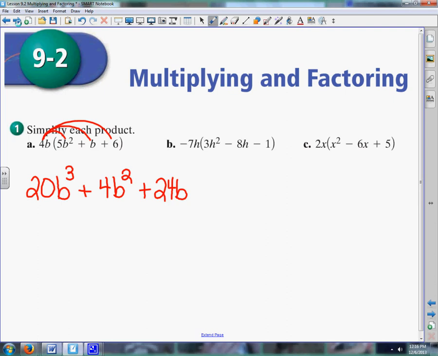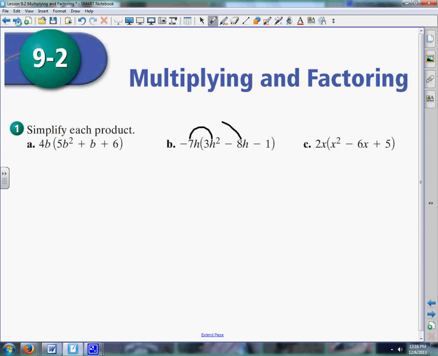So try B and C. Okay, so 4b, I'm going to do negative 7 times 3 is negative 21, h to the third power. Negative 7 times negative 8 is positive 56, h to the second power. And then negative 7 times negative 1 is positive 7, and then I have my h.